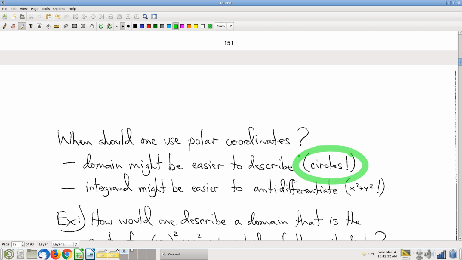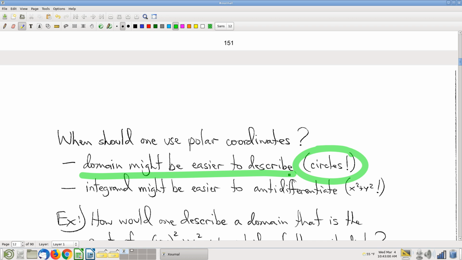Be on the lookout for circles. The point is that circles are hard to write in rectangular coordinates. Square roots, if you're in rectangular coordinates, those square roots get into your bounds. We just don't like that. So it tends to be the case that your domain is easier to describe if there are circles involved. And there may be other situations where your domain might be easier to describe in polar coordinates. So that's one thing to ask yourself.